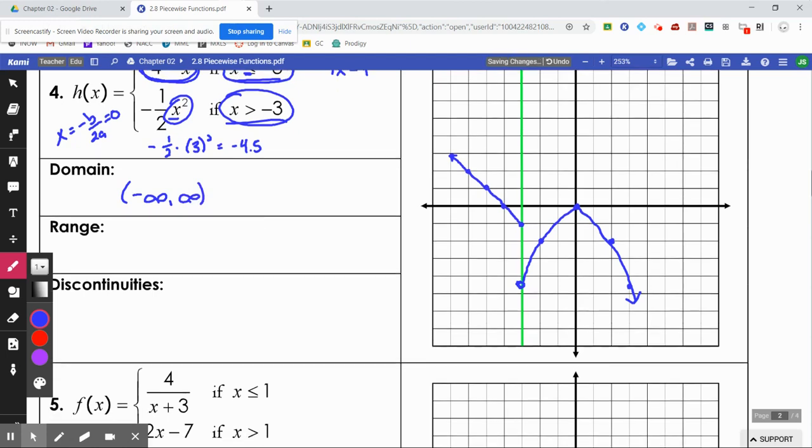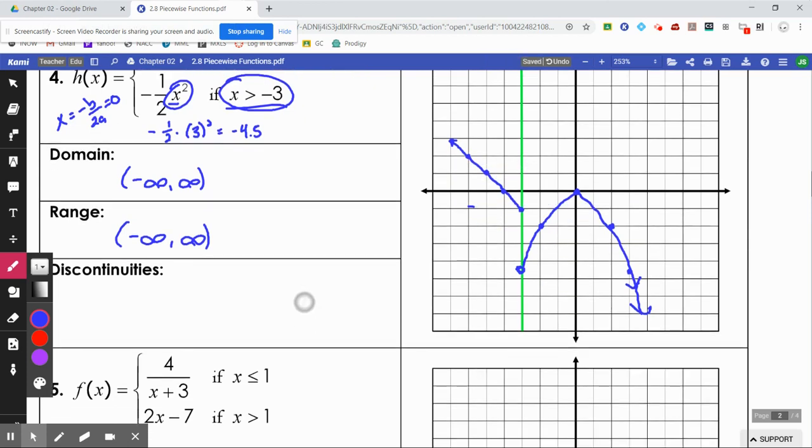My range, this graph goes down forever, and there are no breaks in the domain or breaks in the range, because here one graph picks up where another one stops right there, and then it goes up forever. So my range will also be all values. There's no horizontal line that I can draw that's not going to hit some point on the graph.